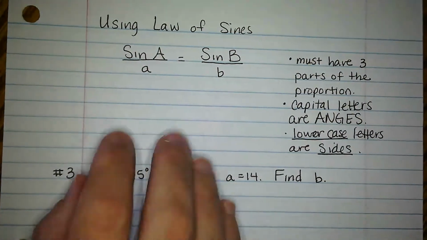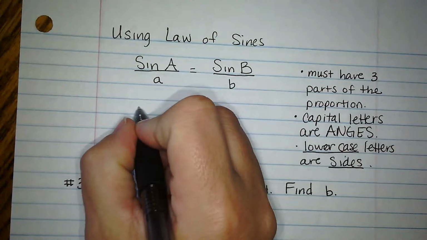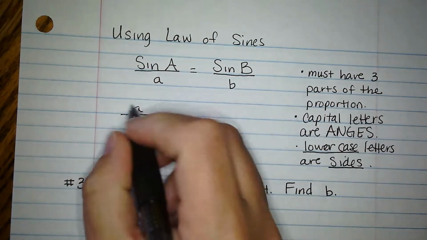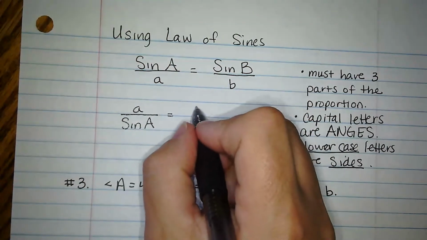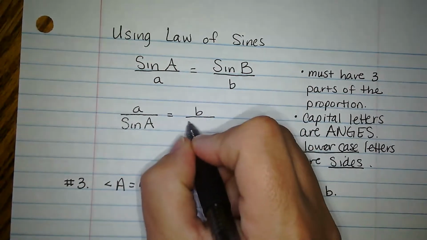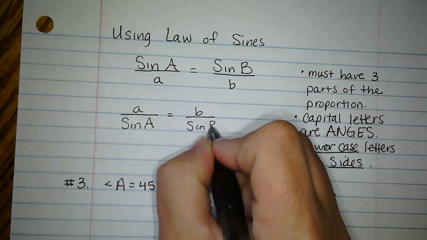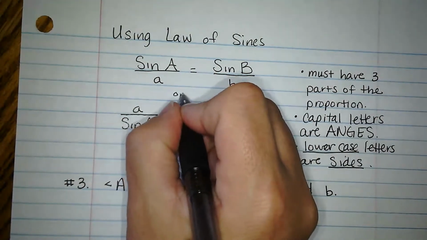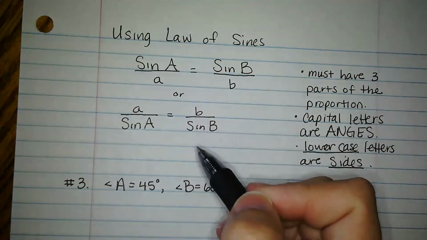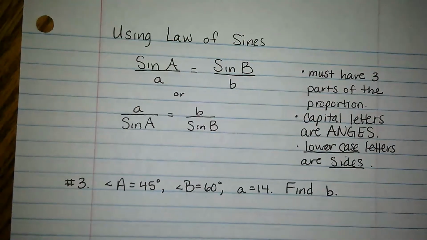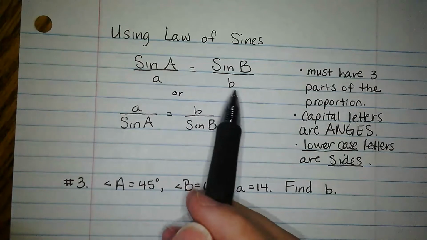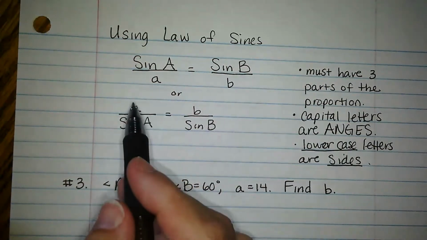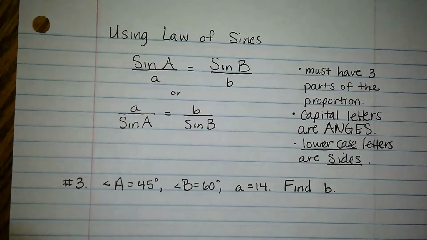Now, some books actually do it upside down and actually have the side on the top and the sine of the angle on the bottom, which is the same exact proportion when you cross multiply. So you can use the top one or the bottom one to do the same exact thing. It doesn't matter where your sides go as long as they're consistent. If you want the sides on the bottom and angles on the top, that's fine. If you want the sides on the top and the angles on the bottom, that's fine.